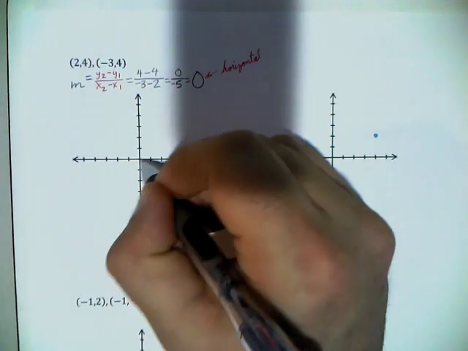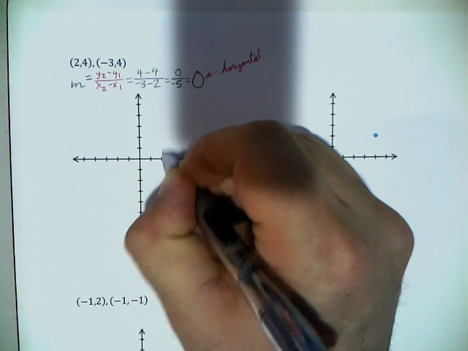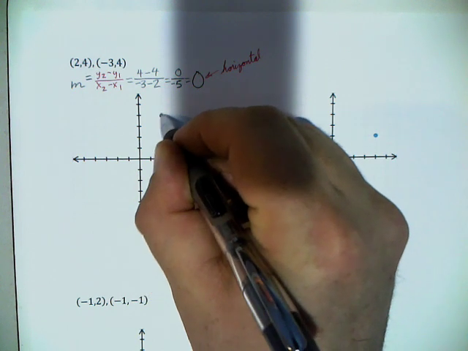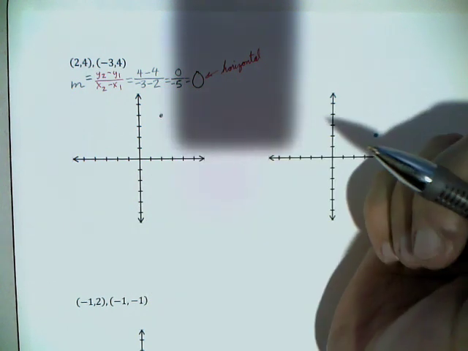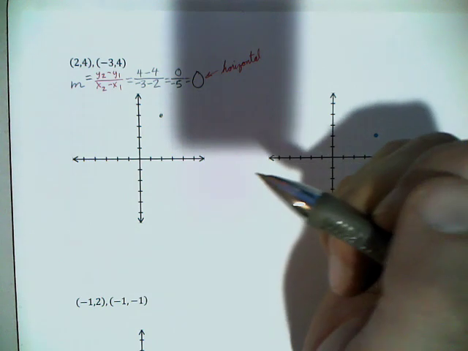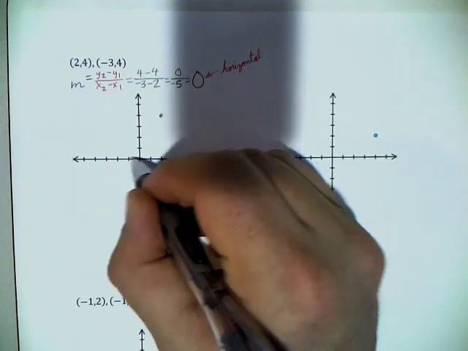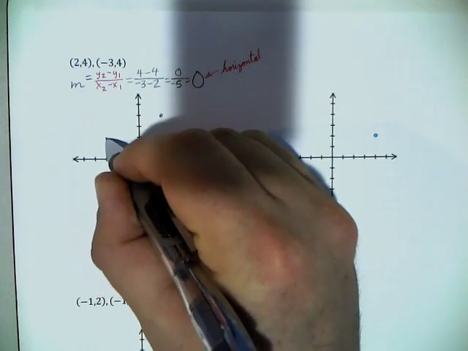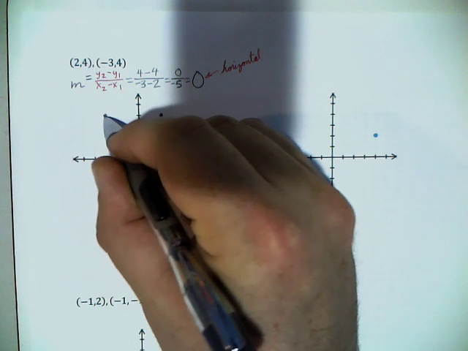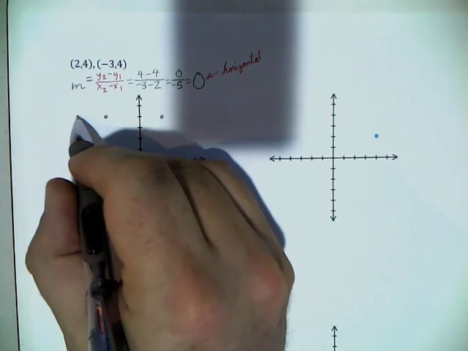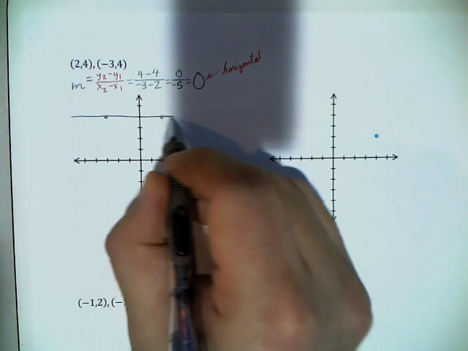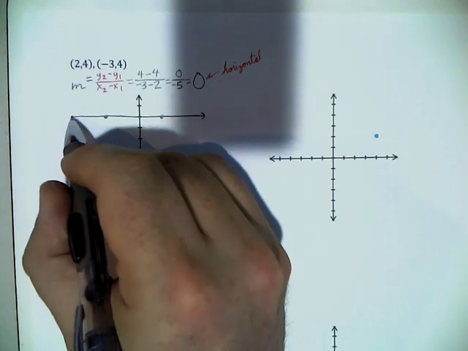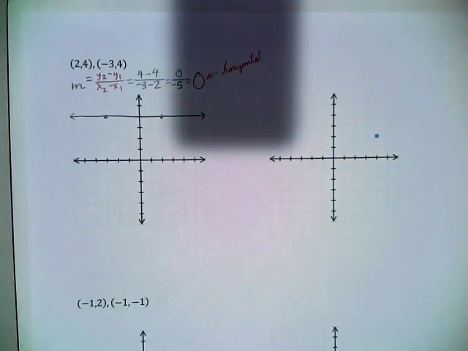So if we were to graph this, 2, 4 would be right there. And then negative 3, 4, so negative 1, 2, 3, and then 1, 2, 3, 4 up would be right there. And sure enough, if we draw a line through those 2 points, it would need to be a horizontal line.